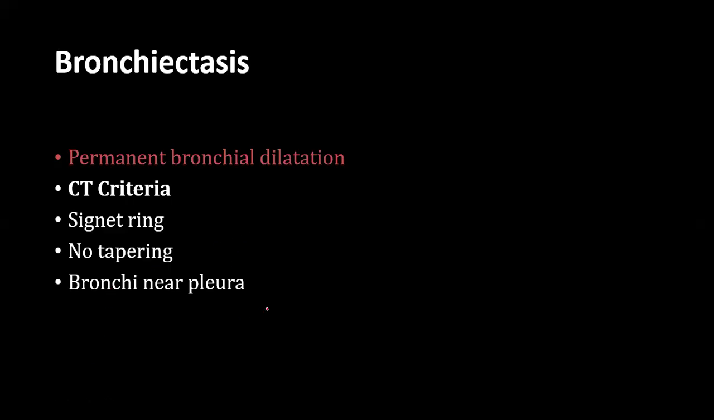Next is bronchiectasis, in which you will see permanent bronchial dilatation. Normally the bronchi taper down as they move toward the periphery, but in bronchiectasis the bronchi won't taper down. In fact, they will be large in size. Normally you won't see the bronchi within 1 centimeter of the pleura; they usually taper out midway, in the central location. But in bronchiectasis, you will see non-tapering, and the bronchi will be large in size.